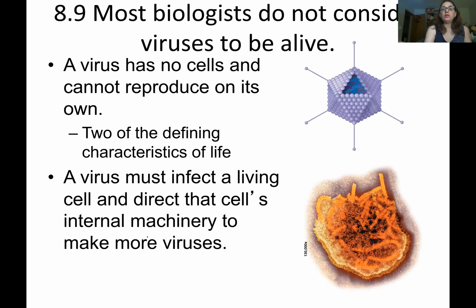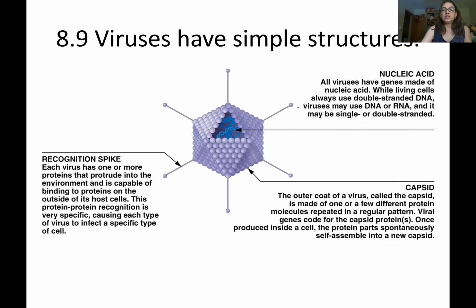Okay, so here is a drawing of what a virus looks like. It has no cells. It cannot reproduce on its own, which are two of those defining characteristics. It has to infect a host cell in order to reproduce. It takes over the host cell machinery to replicate viruses, and then it kills that host cell as it releases those viruses.